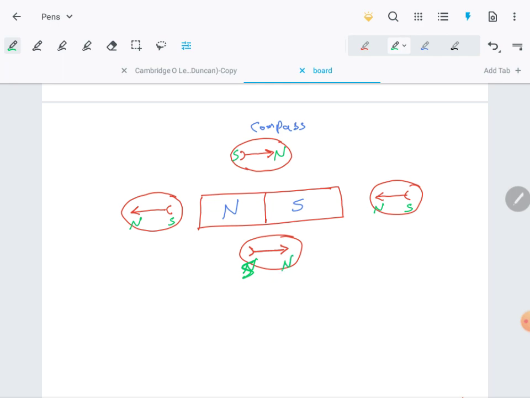and so on. Okay? Now, this will give us the direction of the magnetic field at any point. So this is the direction of the magnetic field. This is the direction of the magnetic field here, and so on. We know that the direction of the magnetic field starts from the north and terminates at the south. Okay?